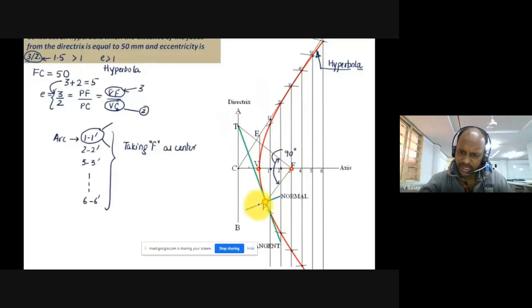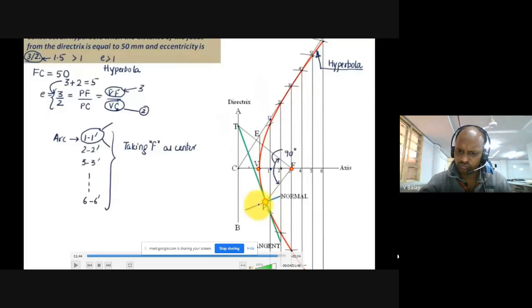In mathematics, you know, right? Normal and tangent are mutually perpendicular to each other. With the help of a mini drafter, or with a protractor also, you can draw that 90 degrees line. That is going inside the curve. The tangent is just touching the curve from outside.